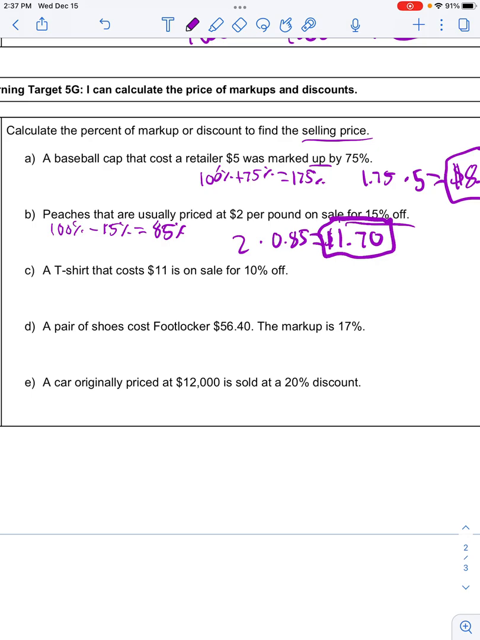A T-shirt costs $11 and it's on sale for 10% off. So again, $11 times 10% off means it's 0.9 on. 11 times 0.9 is 9.9. So $9.90.